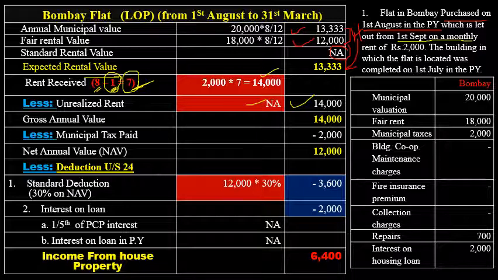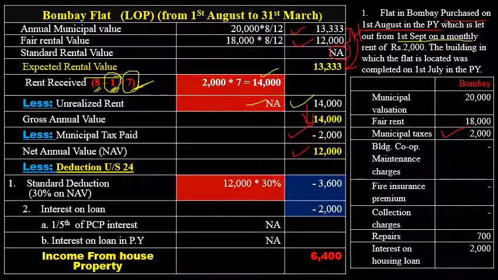Next, gross annual value. Whenever there is unrealized rent or vacancy period, then gross annual value is equal to rent received. So here 14,000 is the gross annual value. Because of the vacancy period, rent received itself is the gross annual value. Next is the municipal taxes. The municipal taxes is 2,000. So we have to deduct it from gross annual value. Then you will get net annual value 12,000.